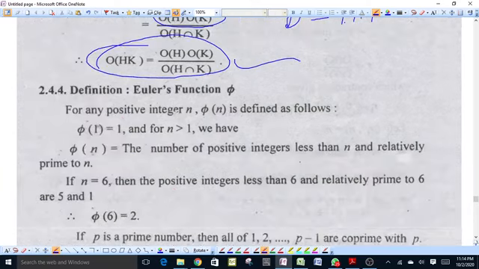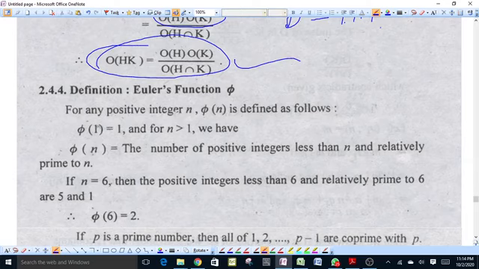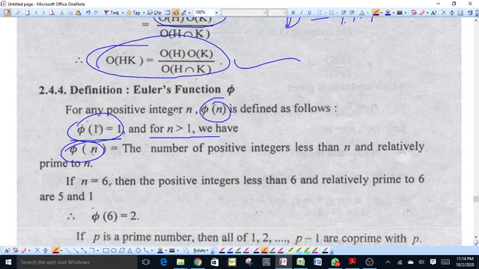Now, Euler's function phi. For any positive integer n, phi n is defined as follows: phi 1 is equal to 1, and for n greater than 1, phi n is equal to the number of positive integers less than n and relatively prime to n. Phi n is the number of positive integers which are less than n and are relatively prime to n.